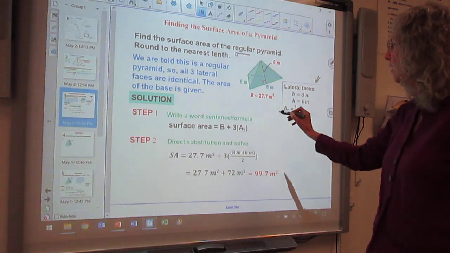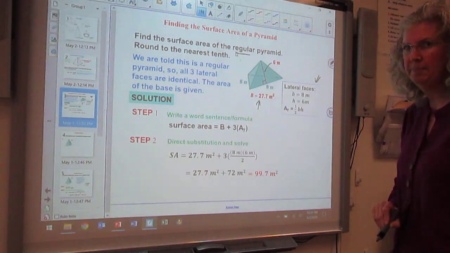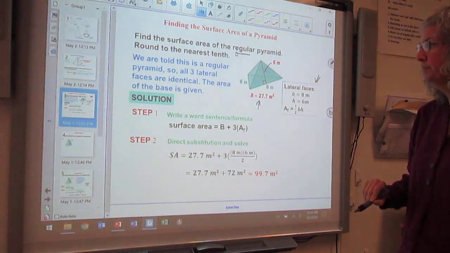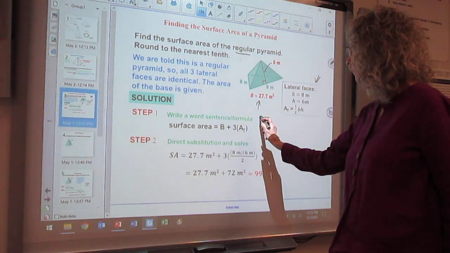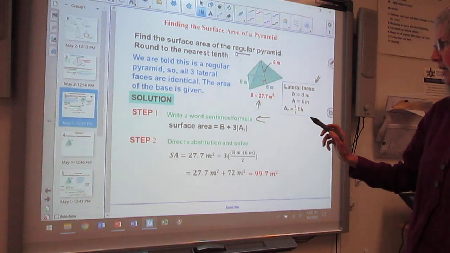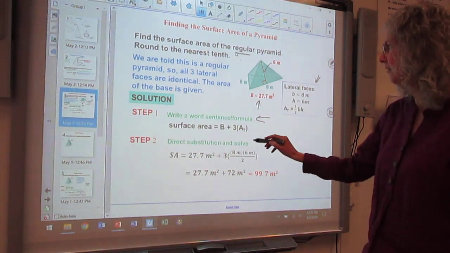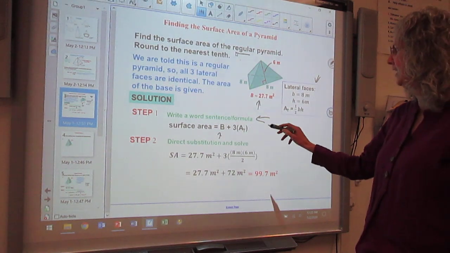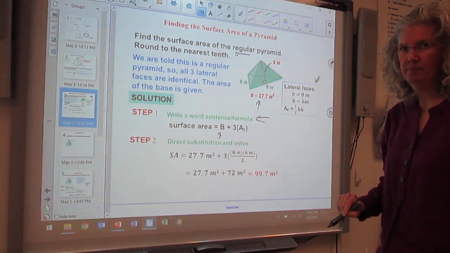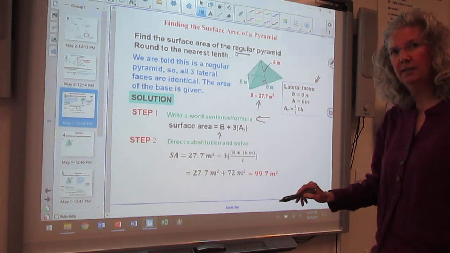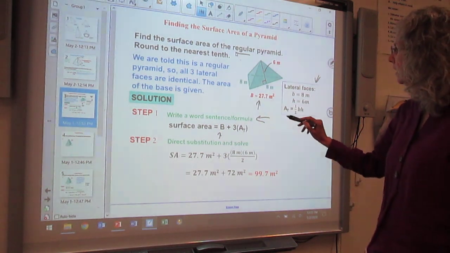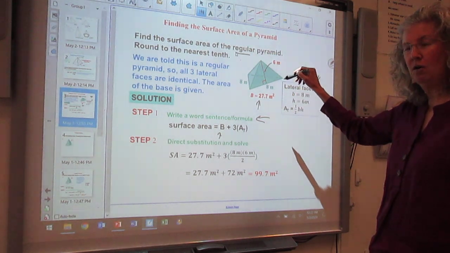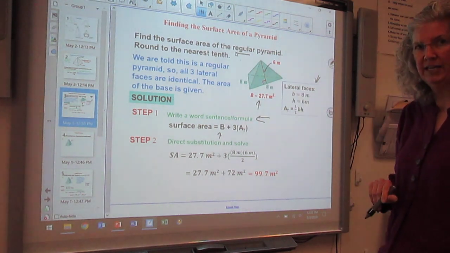In this particular problem, we're already told the area of the base. You're not given enough information to calculate it, so they gave it to you. I want you to write your formula or your word sentence for these. The surface area is going to equal the area of the base, which is always capital B, plus 3 times the area of one lateral face, which I've called the area of a triangle, A sub t. One lateral face, because all three lateral faces are congruent because the base is regular.